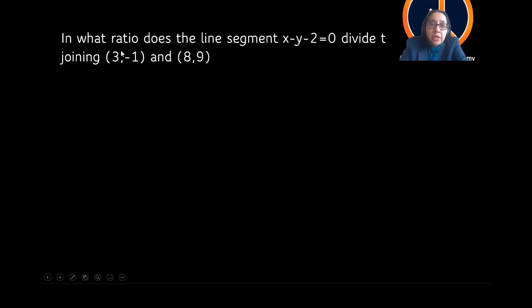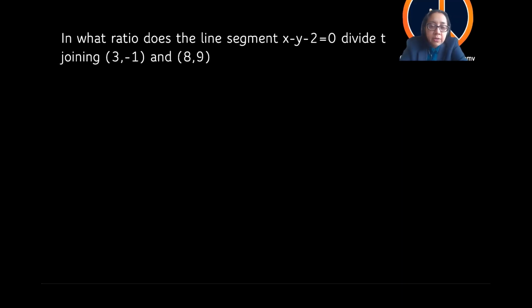Let's see another question: in what ratio? So think about it, students. For the section formula, you can expect two types of questions. One type is where the ratio will be given and you have to find the coordinate of a particular point. Or else you are given the coordinates of the points and you have to calculate the ratio in which the point divides the line segment. So either you calculate the ratio or the coordinate.